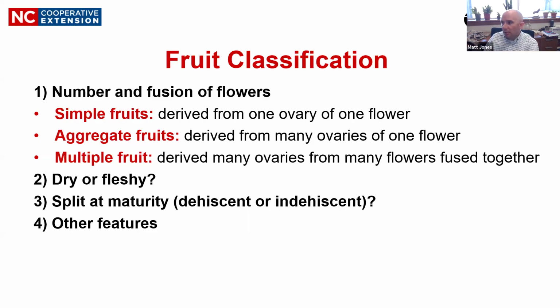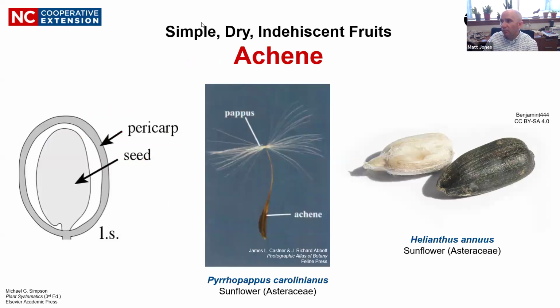So some examples include a fruit called an achene. This is a simple, dry, and indehiscent fruit. So it's derived from one flower, one ovary. It does not open at maturity, and it is not fleshy at maturity. So a great example is the fruit of sunflower. It's technically an achene. So when you see sunflowers in the shell, that shell is the fruit, the ovary-derived tissue, and then the seed you eat inside is the actual seed tissue. So notice there is space between the seed and the outer layer of the fruit wall.